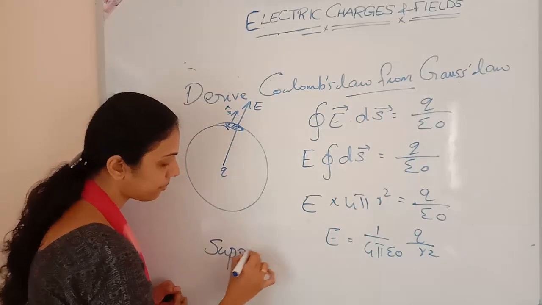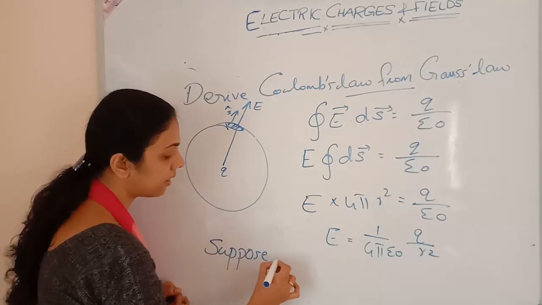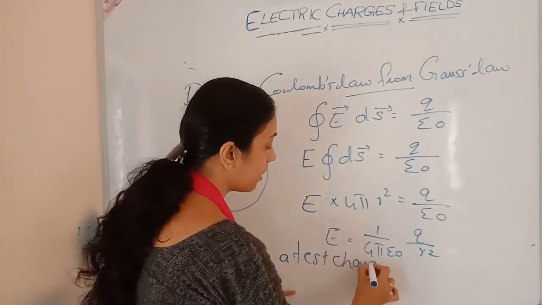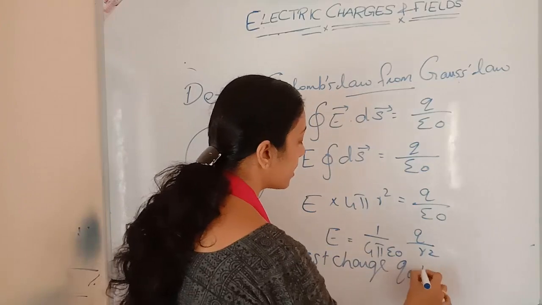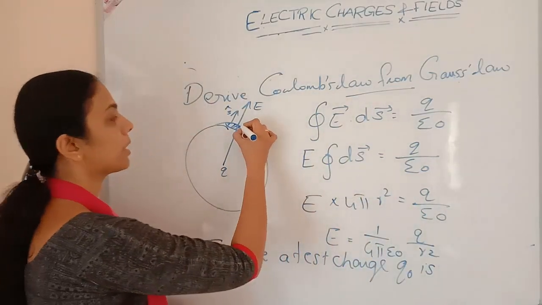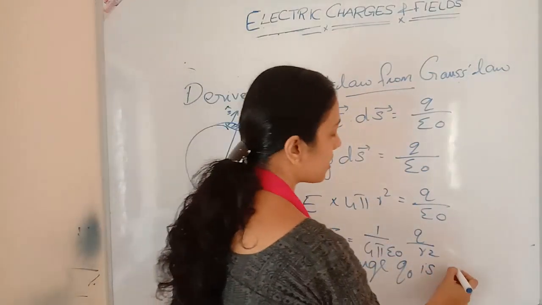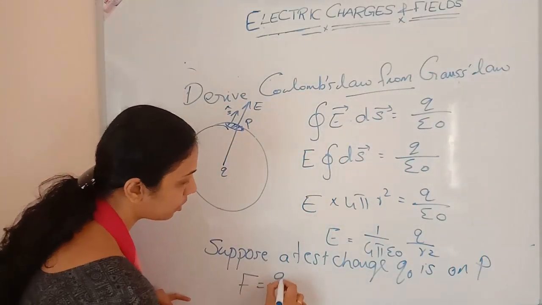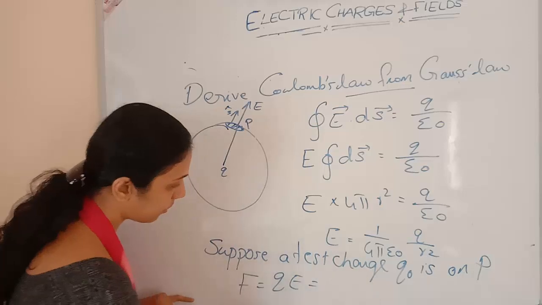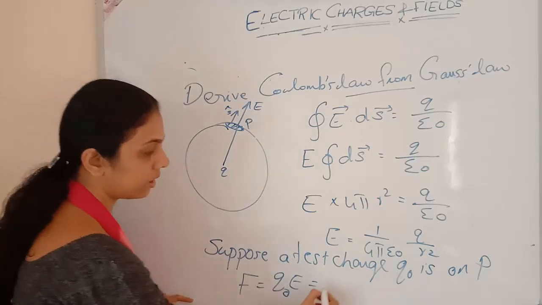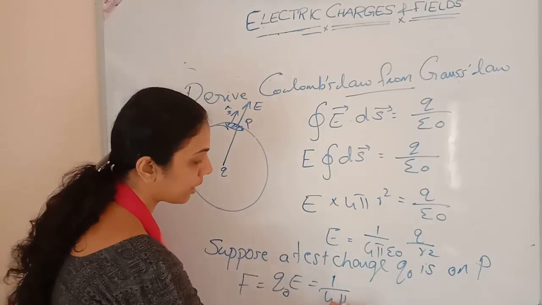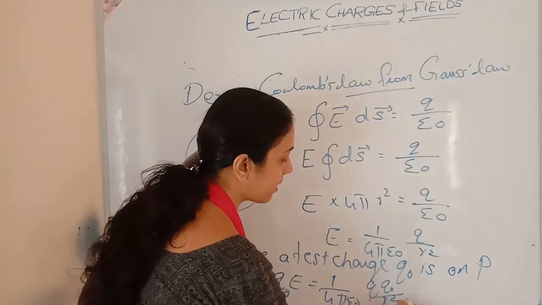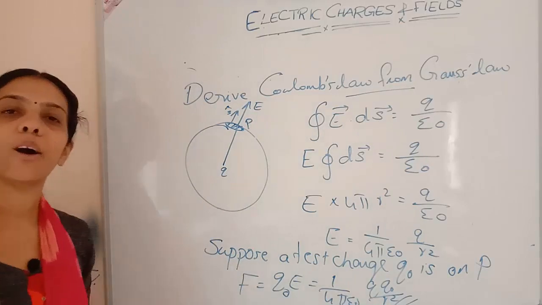Okay, now I am considering a test charge. Suppose a test charge Q0 is placed at this point P. Then F is equal to Q0 into E. So this is equal to 1 by 4 pi epsilon 0 Q Q0 by r square. This is our Coulomb's law.